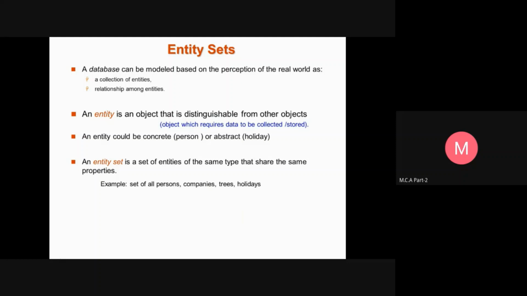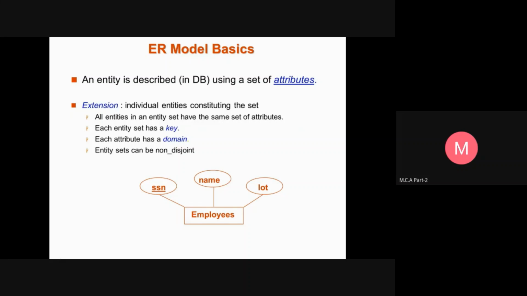An entity is represented by a set of attributes. We saw that, right? Attributes are descriptive properties possessed by each member of an entity set. So here we have an employee entity with attributes social security number, name, and lot. The social security number is the identifier or the unique identification for the employee set. So each unique social security number would identify the entire tuple or the entire record within that particular database for that particular employee.